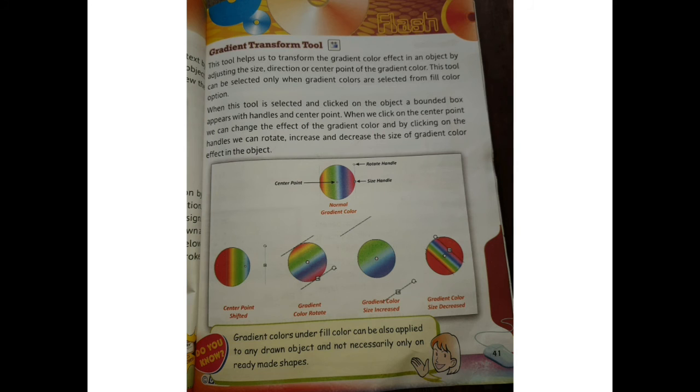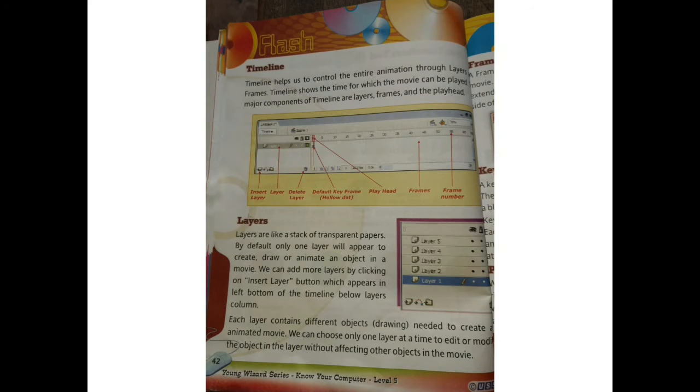Now children, next page. Timeline. Timeline helps us to control the entire animation through layers and frames. Timeline shows the time when the movie can be played. The major components of the timeline are layers, frames and playhead.